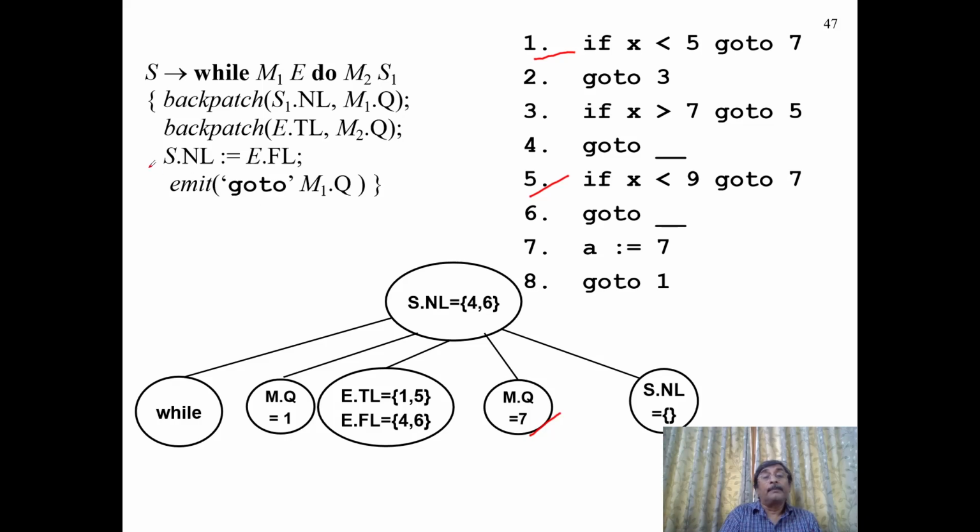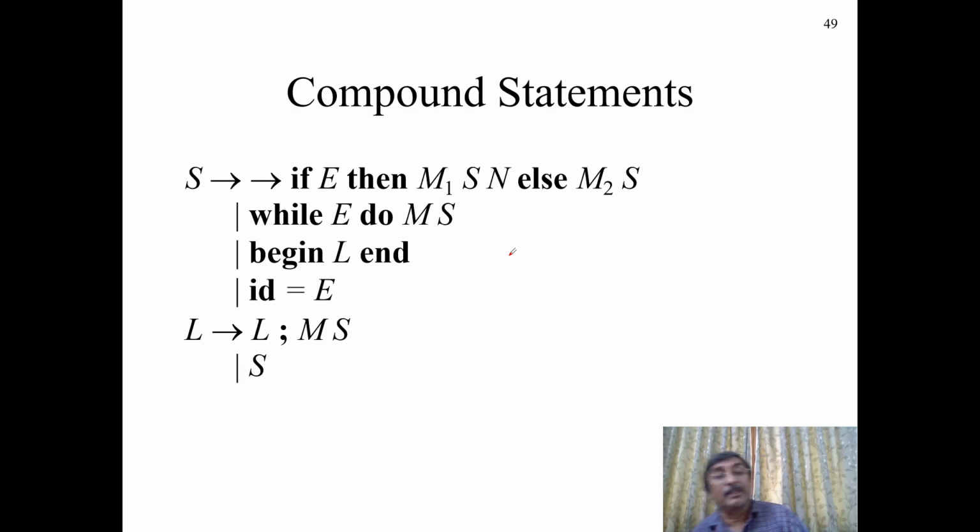S.nl is E.fl. So I remember the next list for S'. I emit a go-to, where? Go-to the beginning of the expression. Where is the beginning of the condition? I remembered here. So this M1.q is filling up the target of this go-to. See, this is a fine routine for a while loop. Right? Next comes a compound statement. So we are not looking at this now anymore. We are looking at this particular thing.